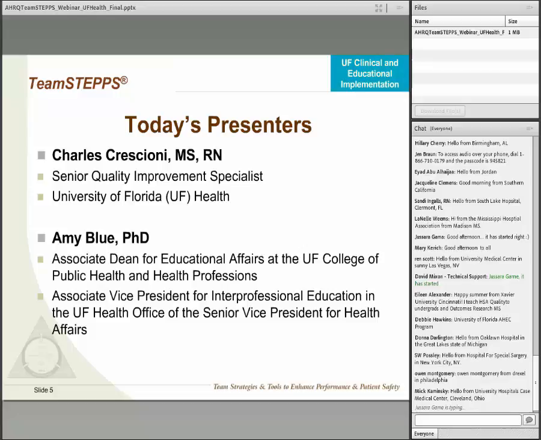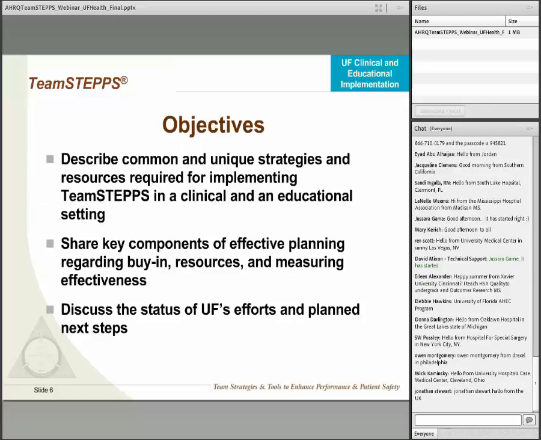So our objectives today: we're going to describe the common and unique strategies that we're working through and the resources required for implementing TeamSTEPPS in both the clinical and educational settings. We're going to share key components of effective planning regarding buy-in, resources, and measuring effectiveness that we're also working through, and then we'll share the status of our own efforts and plan next steps.